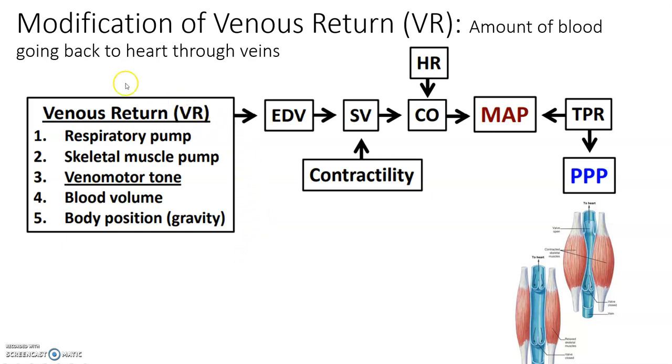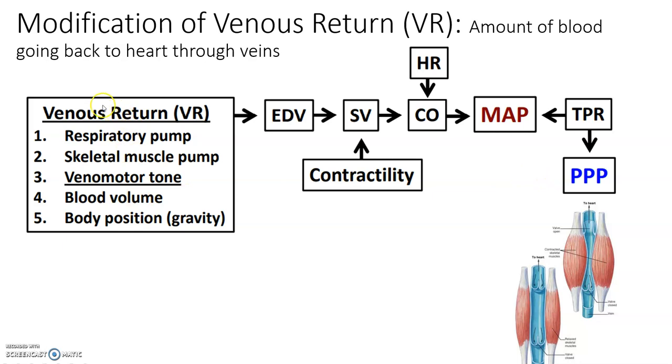Notice that if venous return increases, that increases end diastolic volume, which increases stroke volume, which increases cardiac output, which increases MAP. So basically, if we look at any of these factors, if they go up, so too does MAP. Same on the other side here. If we increase total peripheral resistance, that can also increase mean arterial pressure, as we saw in the previous slide. And we'll talk about PPP, or peripheral pulse pressure, in just a minute.